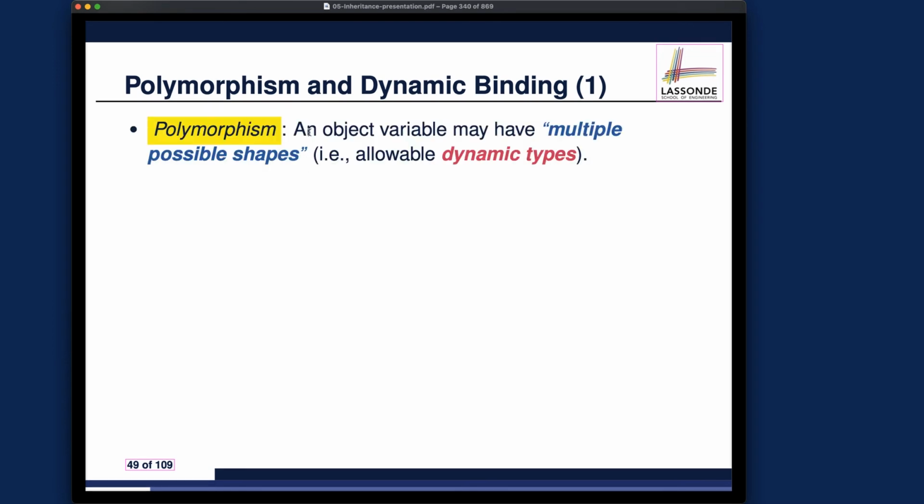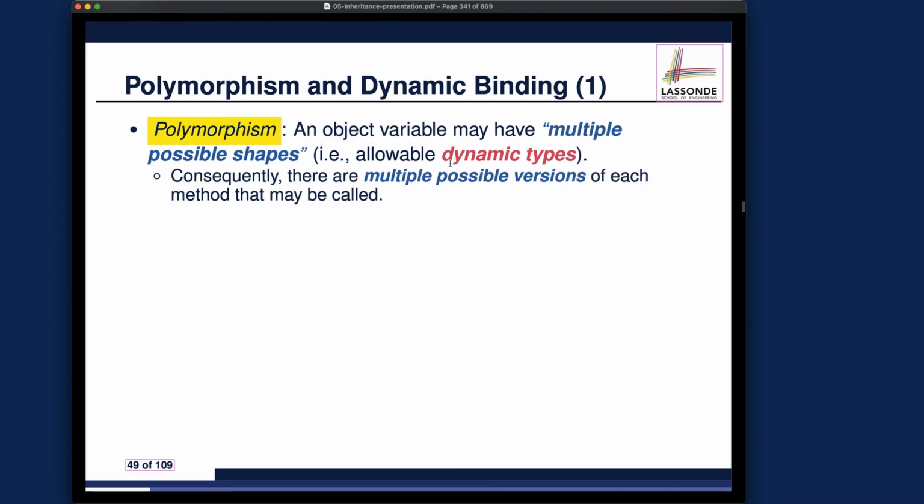Polymorphism: an object variable may have multiple possible shapes, right? Remember I said poly means multiple, morphism means shapes. Allowable dynamic types. Basically, once you declare some object variable with some certain static type, all the descending classes of that particular static type can be the dynamic type for that variable because they can fulfill the static type's expectation. So each class that can serve as the dynamic type is a descending class of the static type, like resident students and non-resident students, which are descending classes of students.